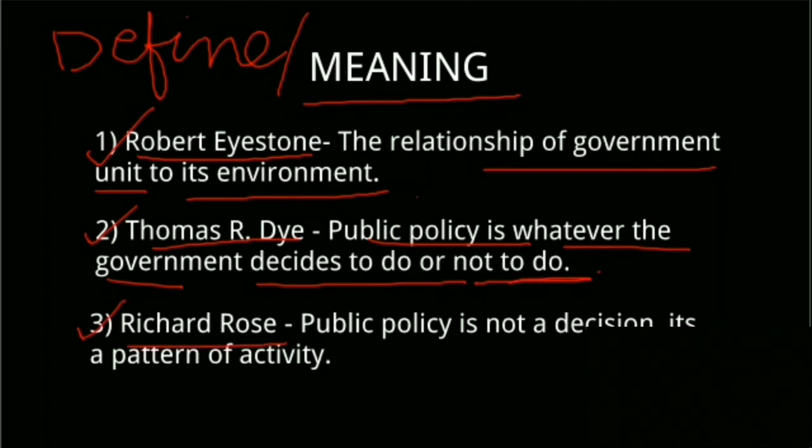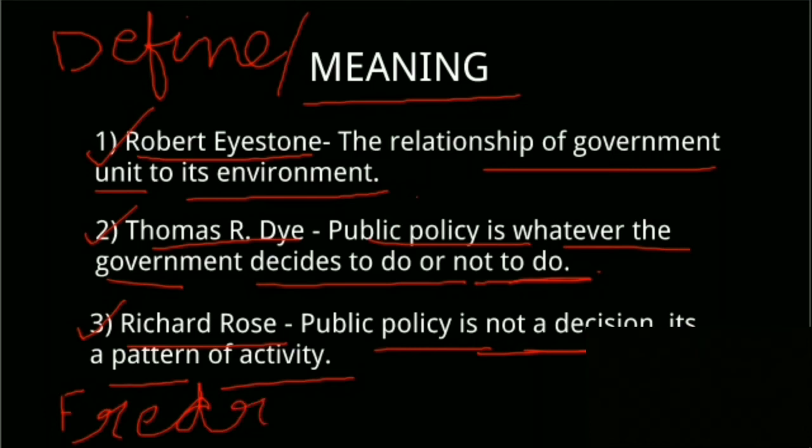Then there is Richard Rose, who has said that public policy is not a decision. It is a course or a pattern of activity. And Carl J. Friedrich's opinion is that public policy is a proposed course of action of a person, group, or government within a given environment, providing opportunities and obstacles which the policy was proposed to utilize and overcome in an effort to reach a goal or realize an objective or purpose.